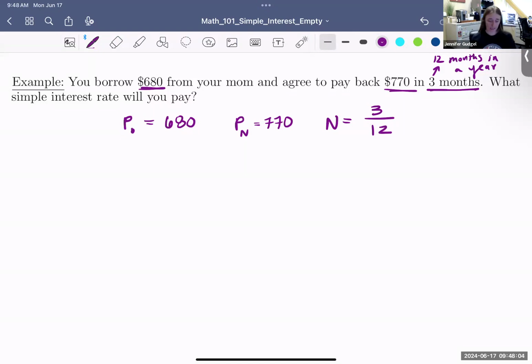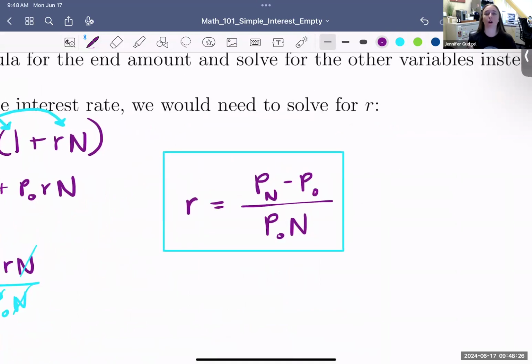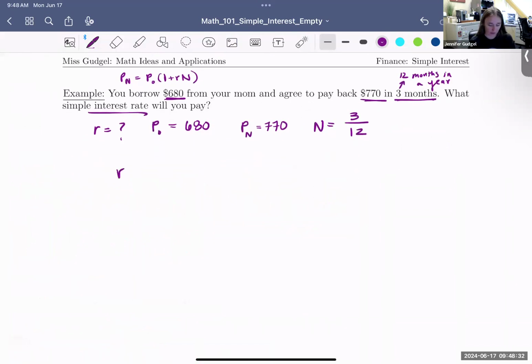All right, what is it we're looking for? It says what interest rate, what simple interest rate specifically? We want to find R. Again, we could start from the initial formula for simple interest, plug everything else in, and then solve for R, or we can go back to our previous page where we had already solved for R, and we can just use this formula now. R is already isolated here. We just need to plug everything else in.